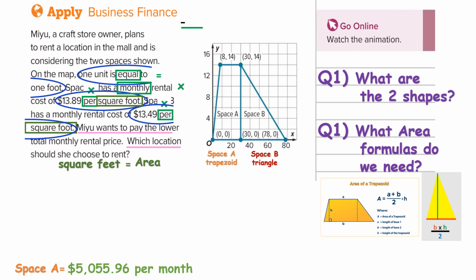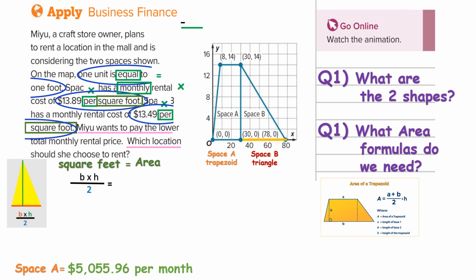All right, so when I go to the triangle, I'm going to go through the same process, but I have to use my formula for area of a triangle. I have to find the base and height and divide by 2. So when I look at the triangle, I focus in on the 2 points for the base. So my first point on the left is 30, 0, and my second one is 78, 0.